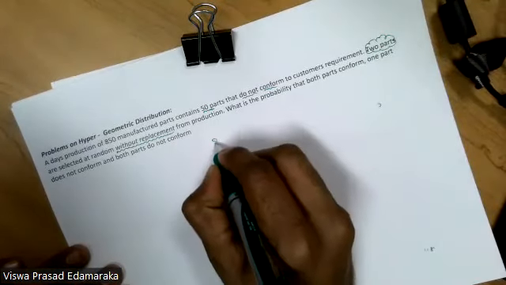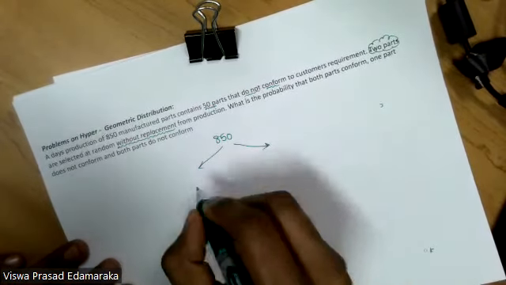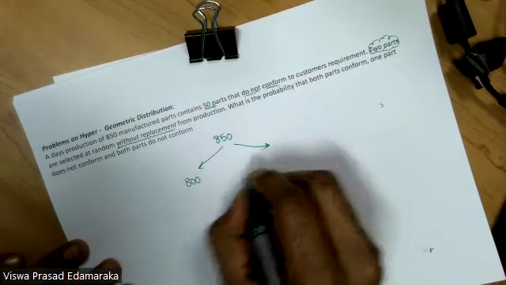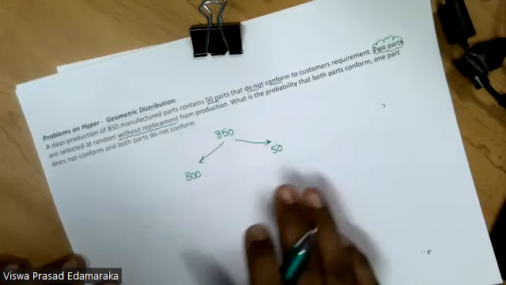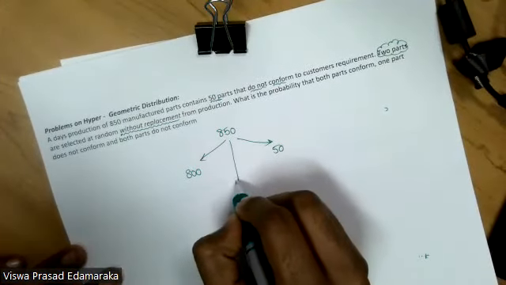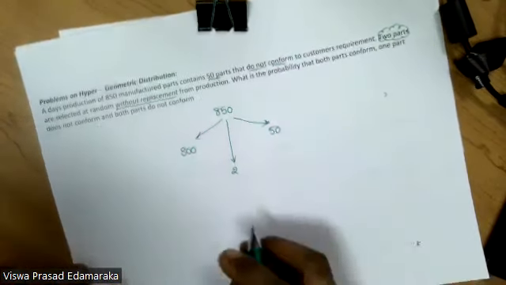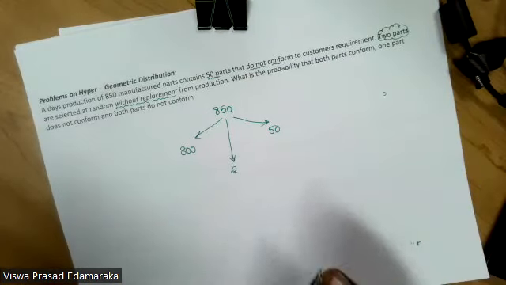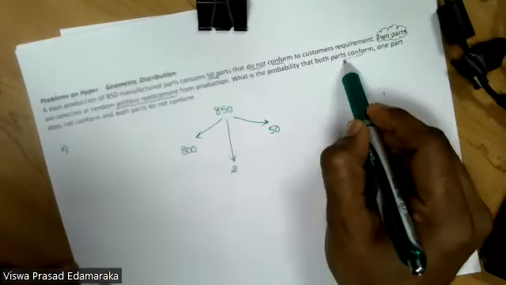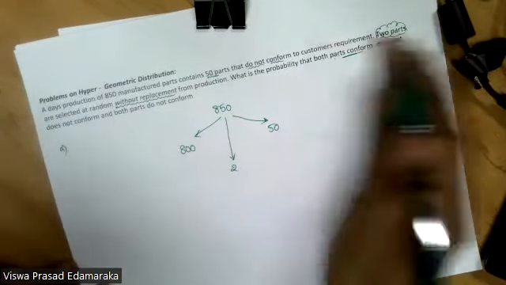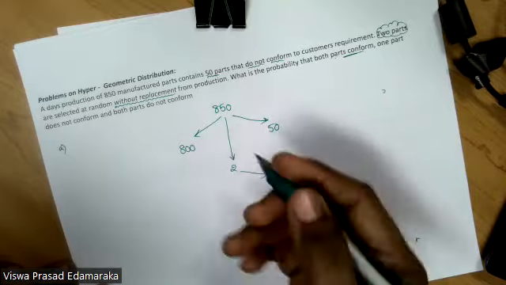So simply write 850, the total. Out of 850, I have 800 confirmed parts, 50 non-confirmed parts. Out of 850, I'm going to draw 2 parts. The first question: both parts are confirmed. That means this right part. So out of two, both are confirmed.